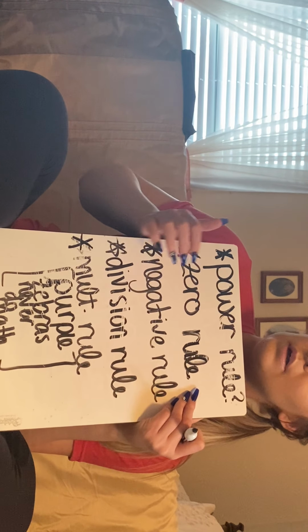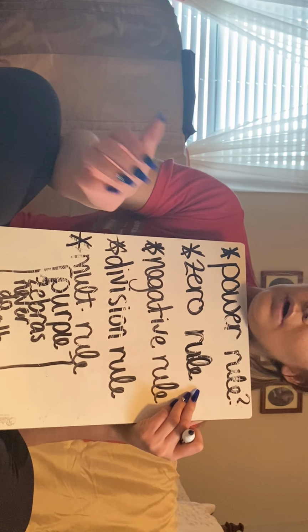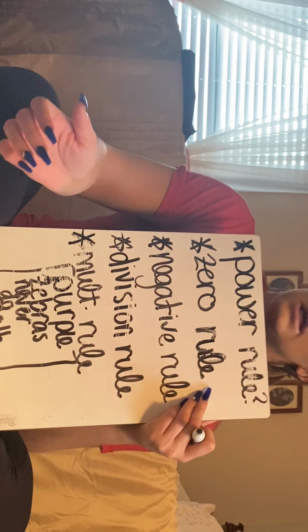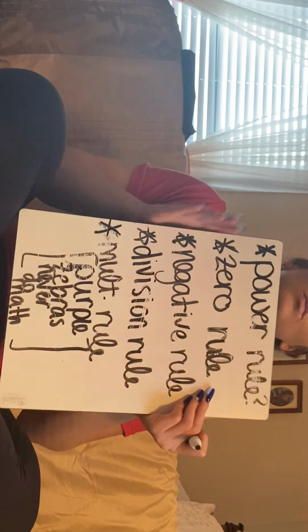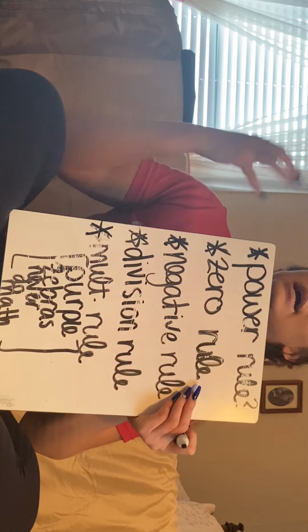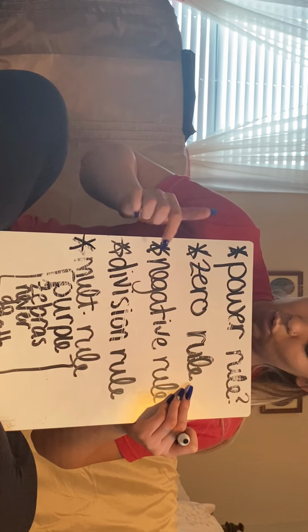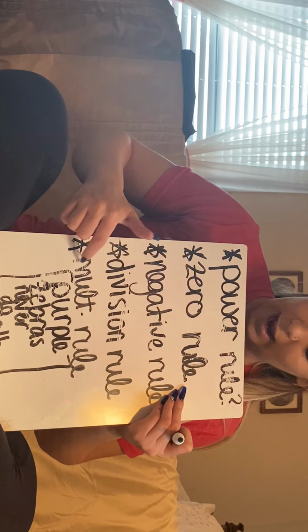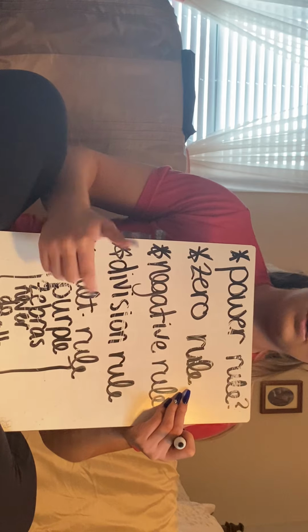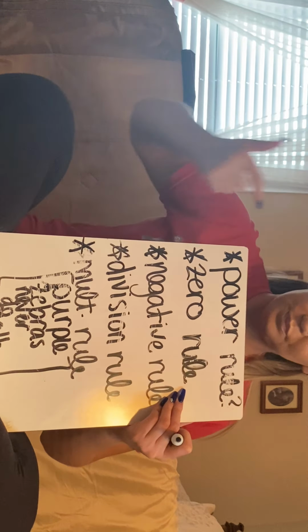After we do the power rule and the zero rule, then and only then can we move on to the negative exponent rule. A lot of other teachers don't do it this way, but I feel like we're more successful when we have a specific order. So we go power rule, zero rule, negative rule. Purple zebras never do math. This D is your division rule, and you already know how to do that: you subtract the exponents.